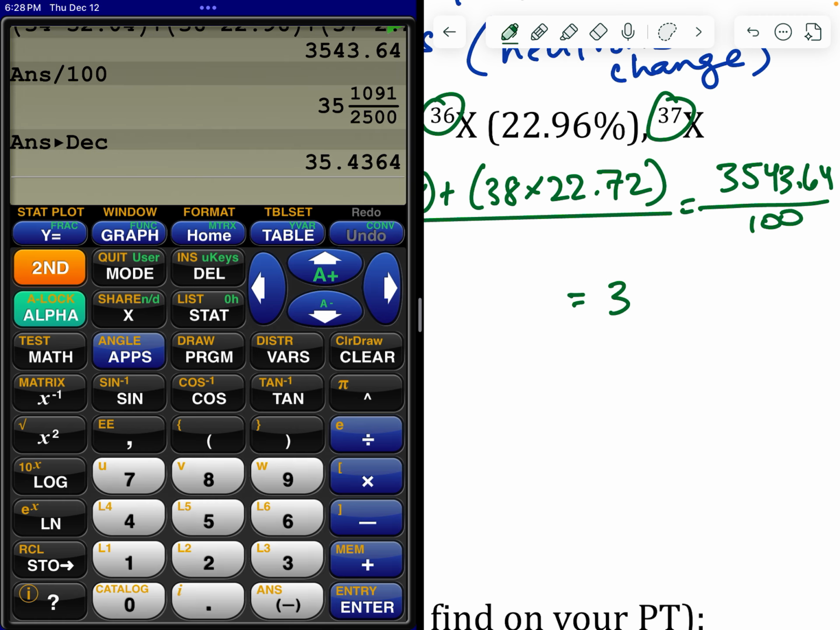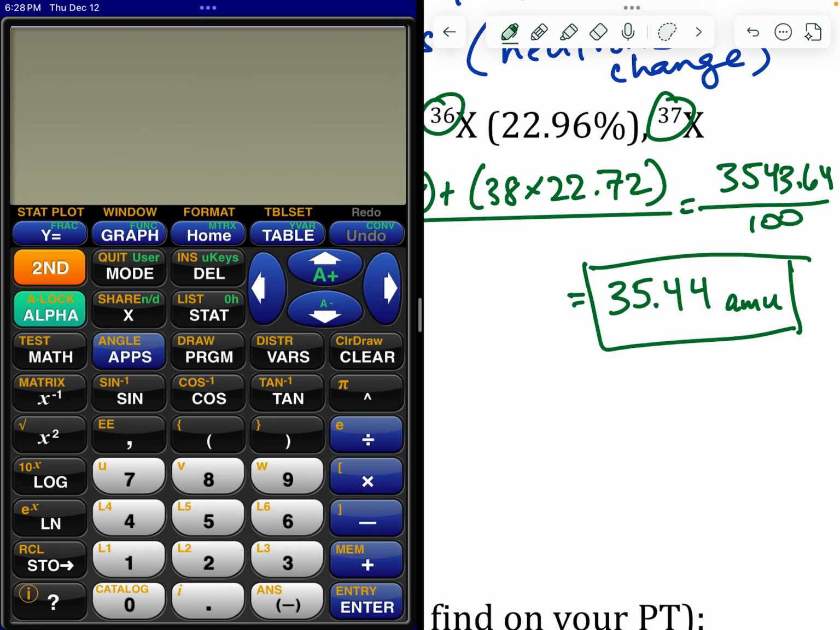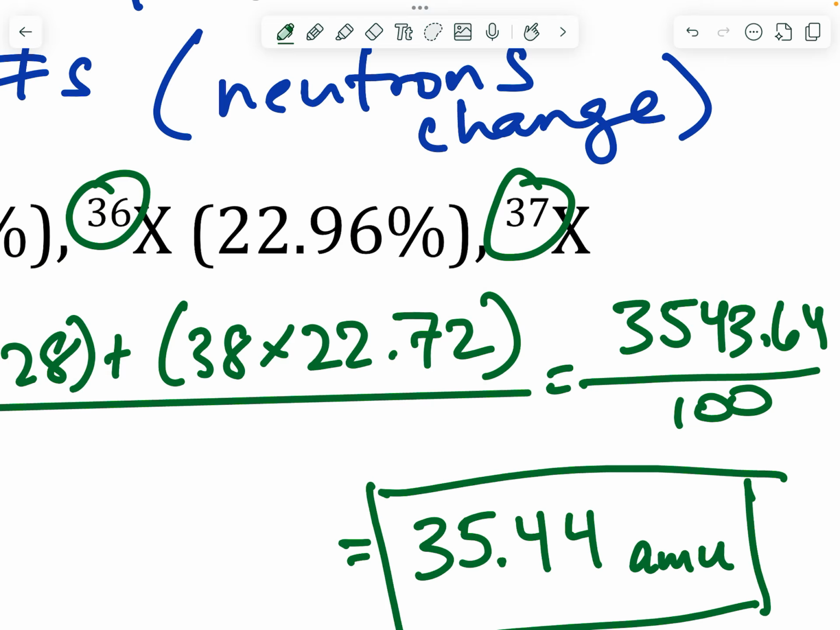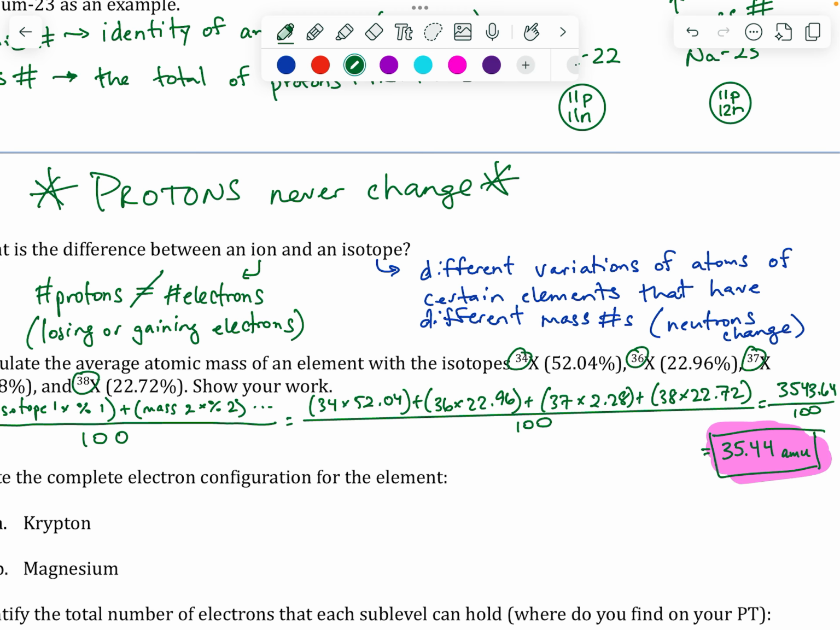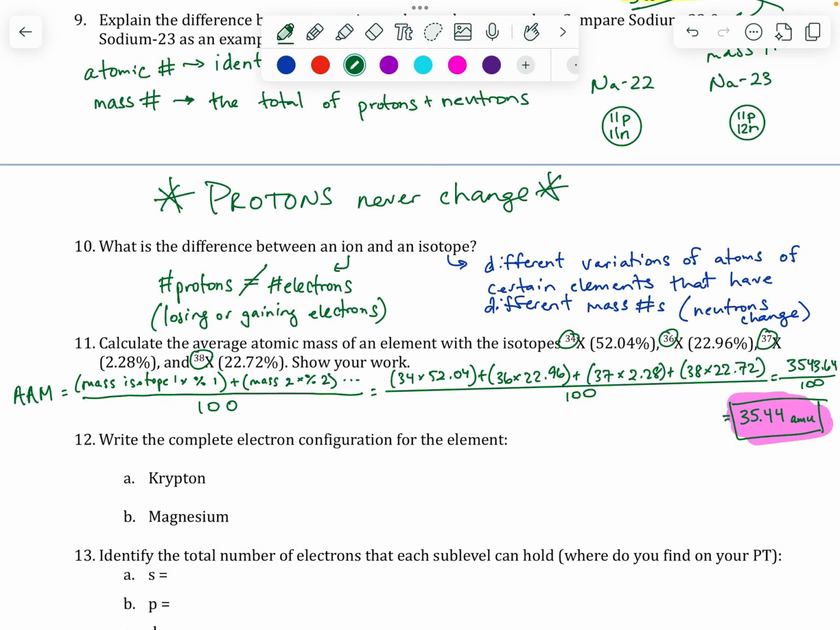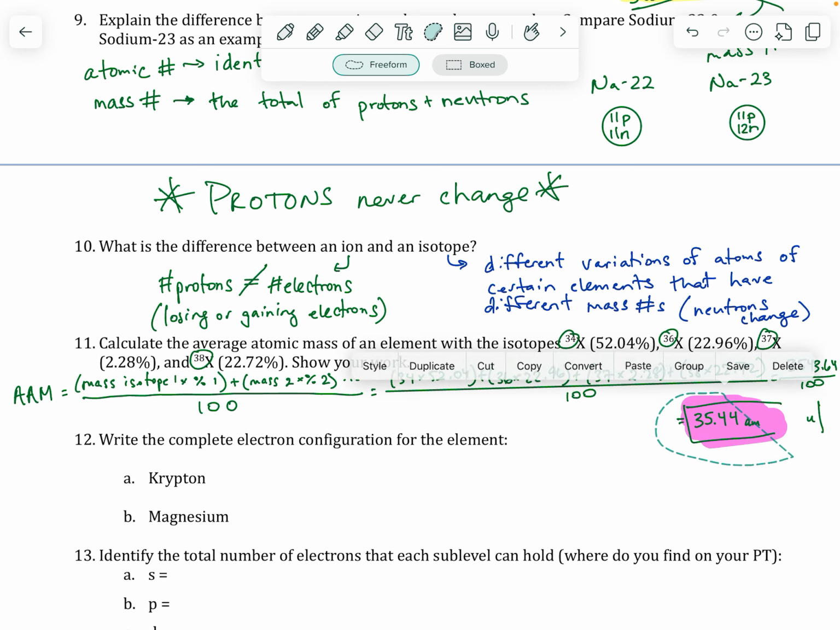So just to show you, to confirm there, 35.436, which I'm going to bump that 3 up to a 4. And we say AMU for atomic mass units for this element that is unknown, right? It's unknown element X. But that would be its mass on average right here. So there is the way that we can calculate all of those values.